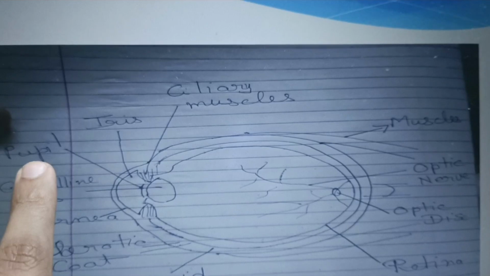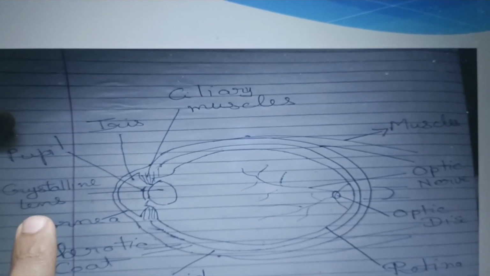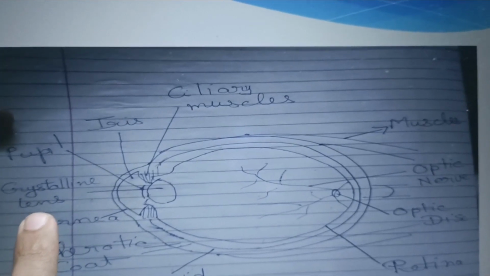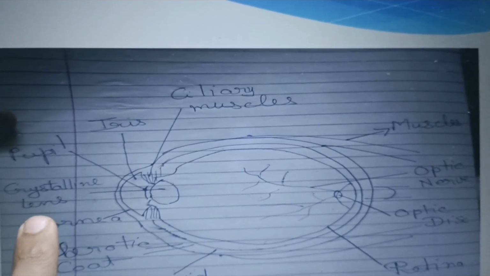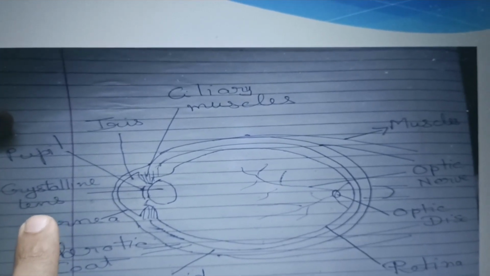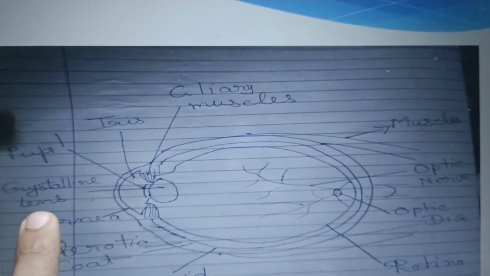And the next one is the lens. Lens is like a transparent lens of the eye, like the one you have in a camera. It does a similar function for the eyes. The cornea along with the lens helps in the refraction of light.